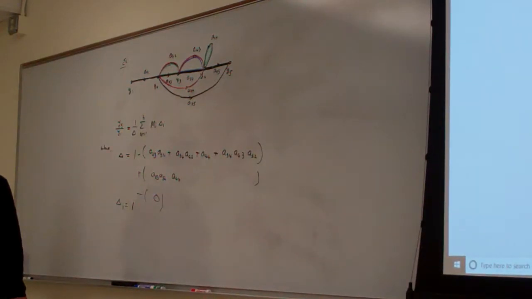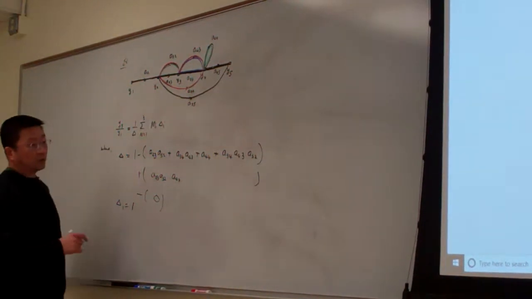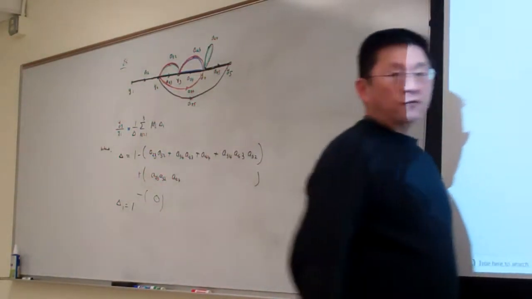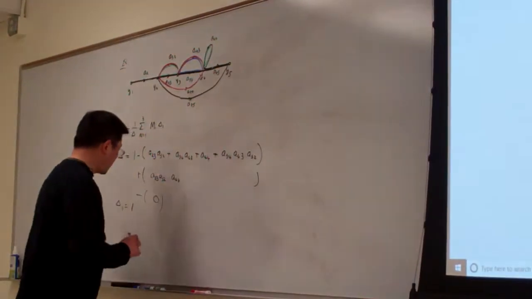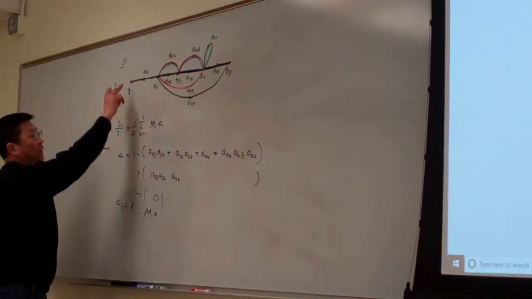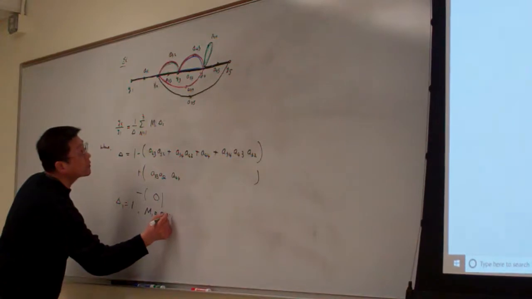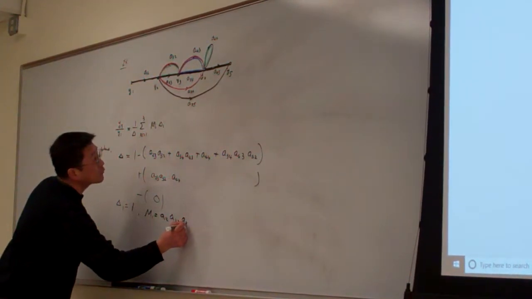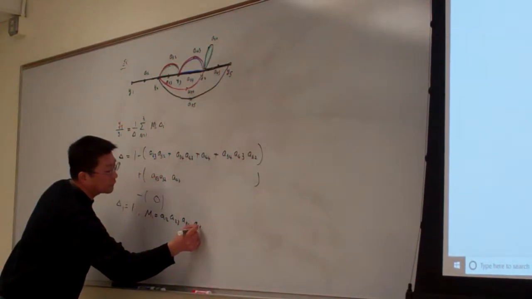Got it? Okay, and what is M1? M1 is the gain of this forward path, that is A12 times A23 times A34 times A45.